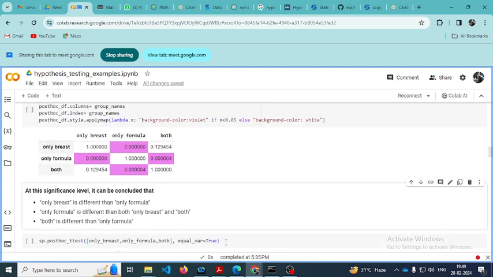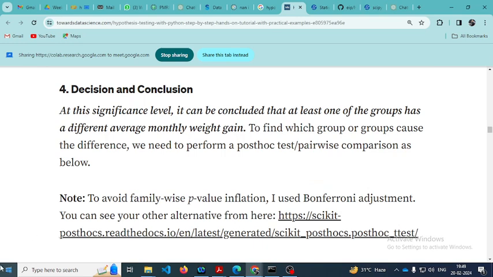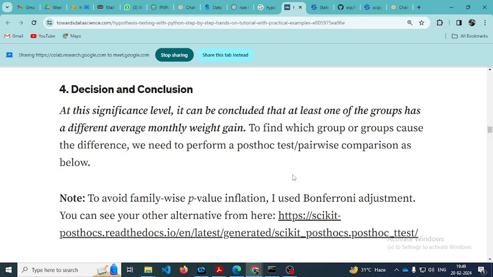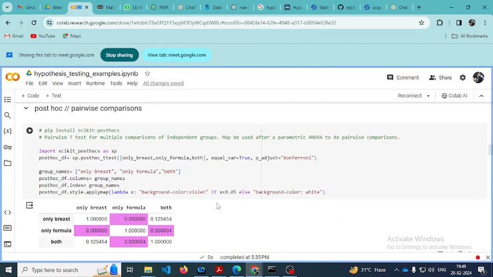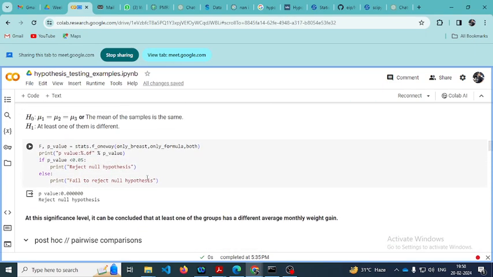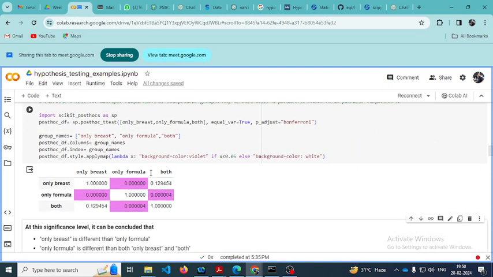Okay, so based on this, we can conclude that at least one of the groups has a different average monthly weight gain. Like this we can make some conclusions based on this post-hoc. Okay, this is a kind of ANOVA test. So this is one of the problems we can solve by using hypothesis testing. Okay, so let me share this code also.